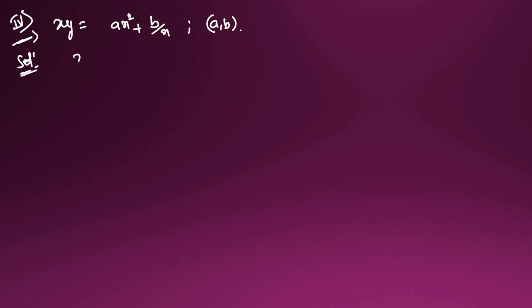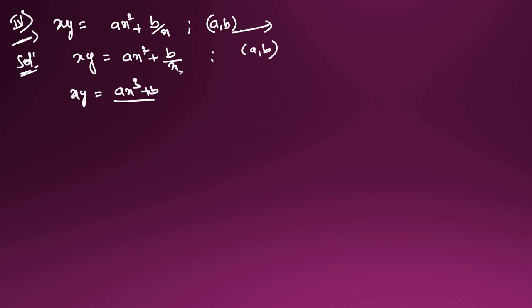So the given question is xy is equal to ax square plus b by x. What we have to eliminate is a, b. So in this b by x, the LCM is x. So this is ax square, meaning ax into x square, x cube will come, plus b by x. So this x I will take to the left side of the equation, and it will become x square y is equal to ax cube plus b.